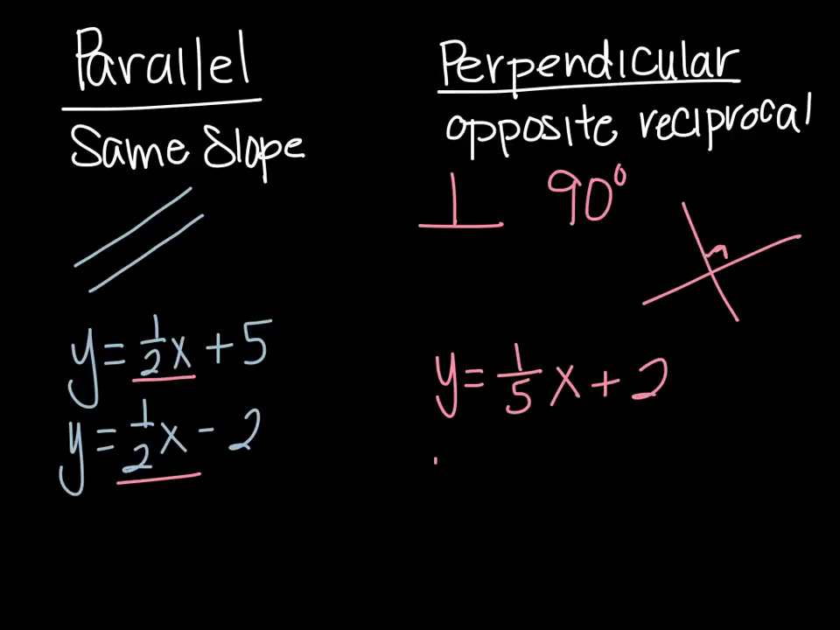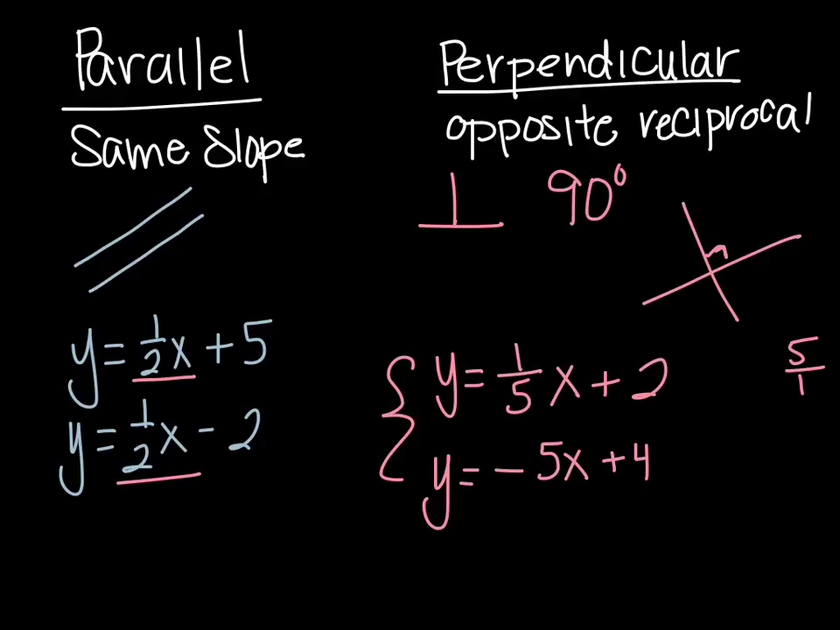So to be perpendicular to that, y equals, since the first one was positive, the second one's negative. And if I flip 1/5, it becomes 5/1. So it would be negative 5x plus 4. So these would be perpendicular to each other.